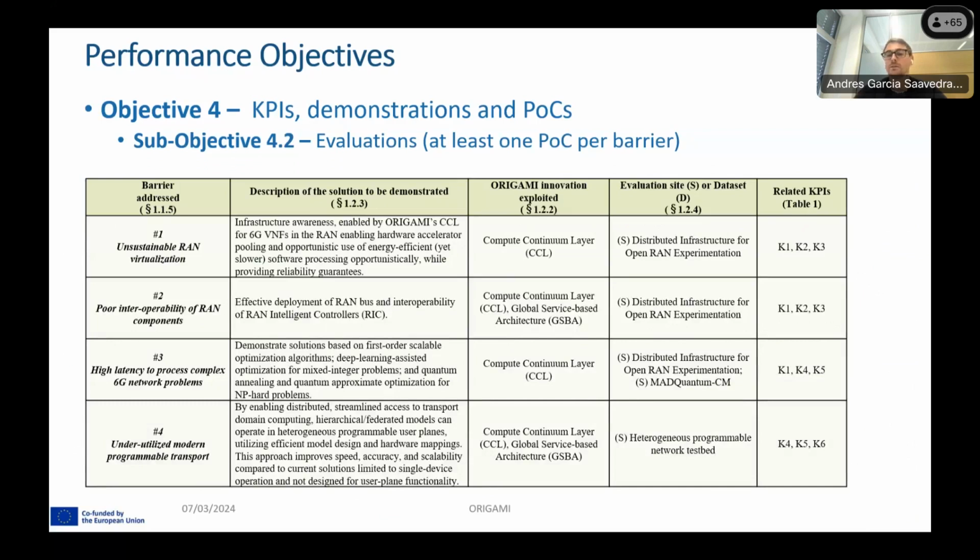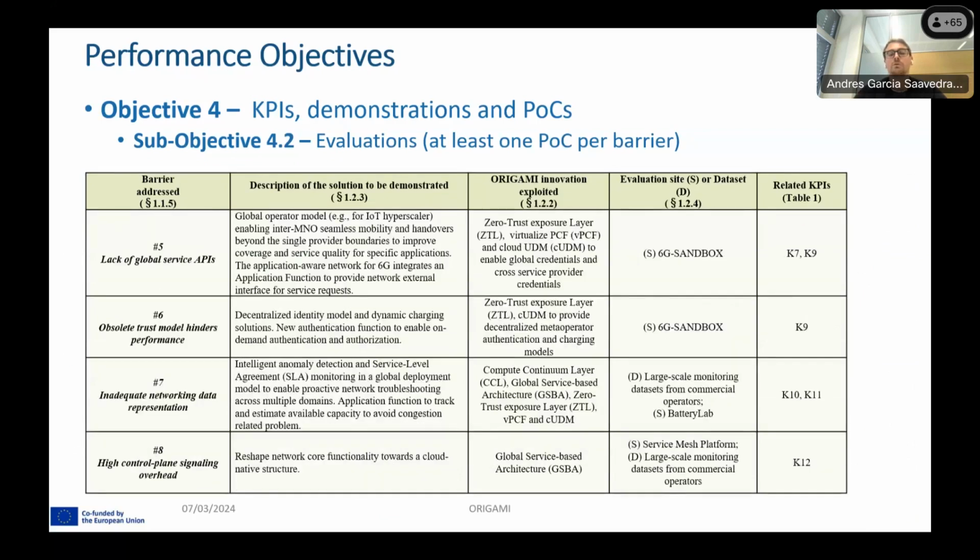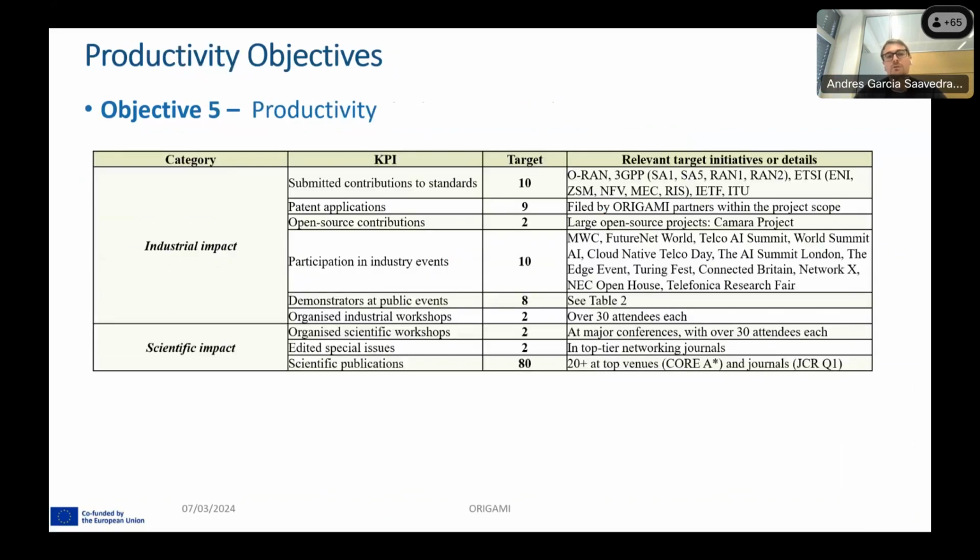We have 8 barriers, so we have committed to prove the feasibility of the way we break these barriers through 8 proofs of concept. Of course, we also have a set of productivity objectives in terms of IPR generation, contributions to open source projects, and scientific publications, where we have very high targets that we plan to satisfy.